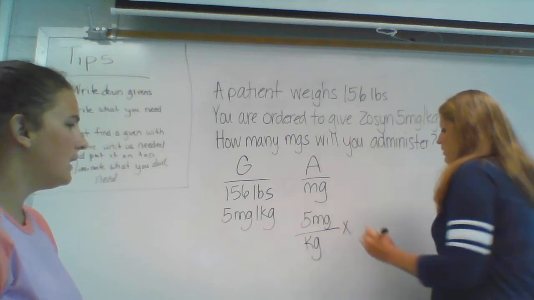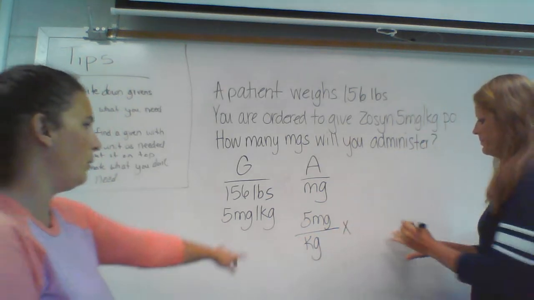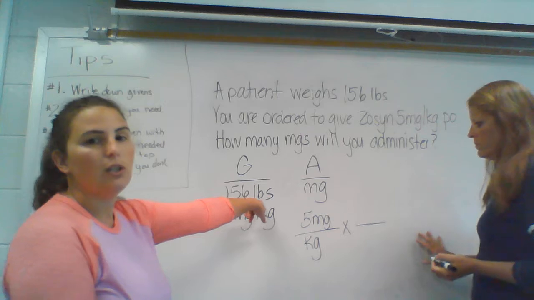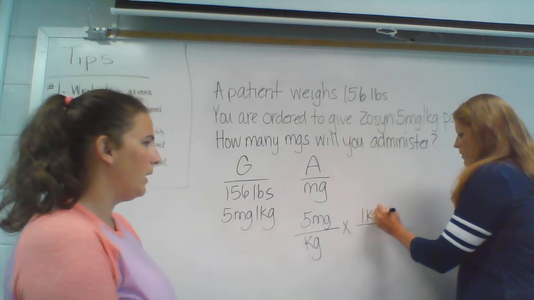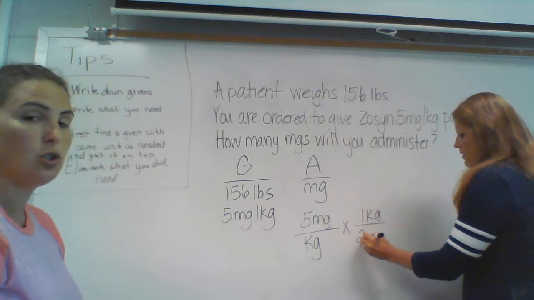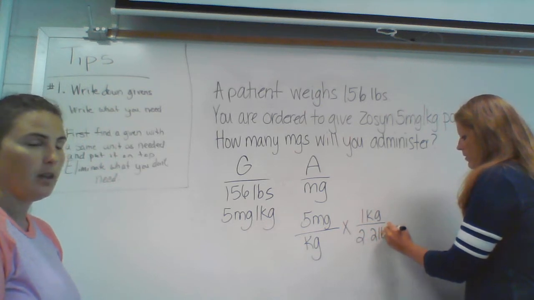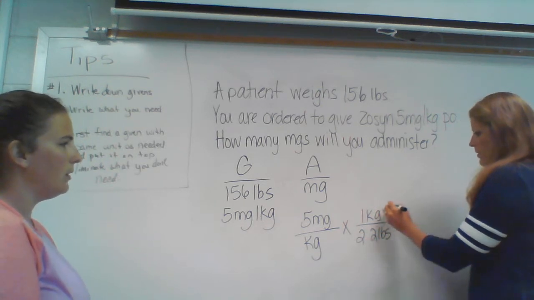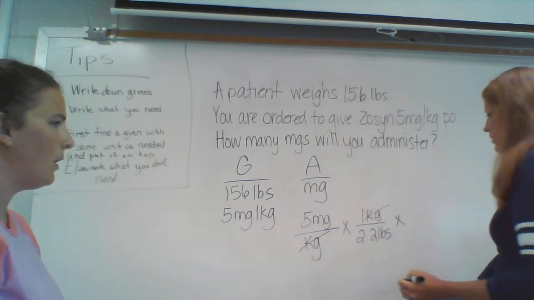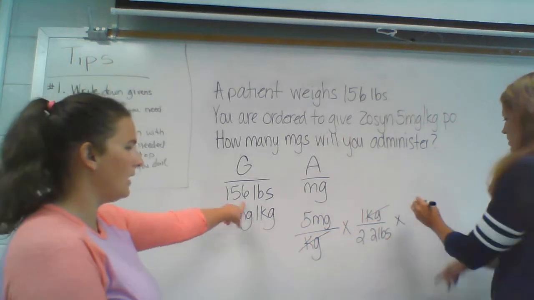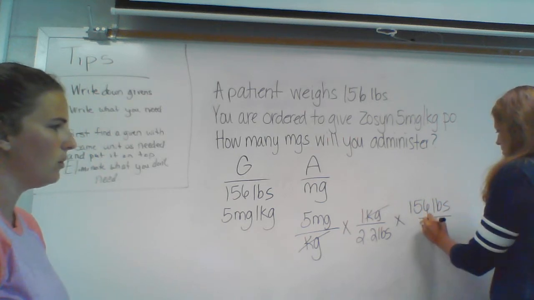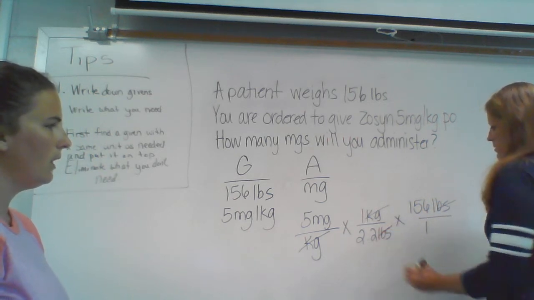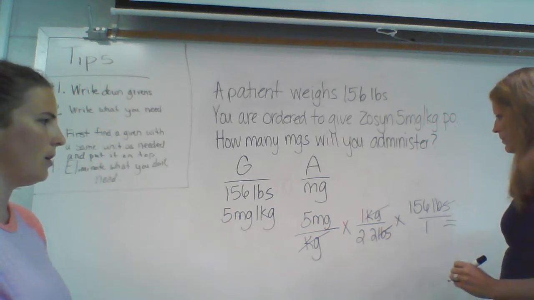And now we need to get rid of kilograms. But we've got our weight in pounds. So we know that we're going to put kilograms on top, and 1 kilogram is going to be equal to 2.2 pounds. Well, now we can mark out kilograms, and now we need to figure out where we have pounds. We have it here, so 156 pounds, and we're going to use 1 as our placeholder. And so now we're going to do our math all the way across.